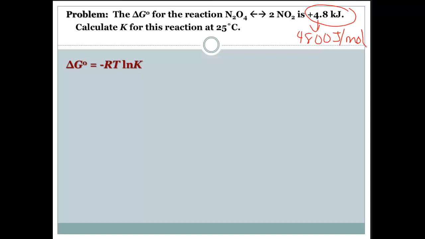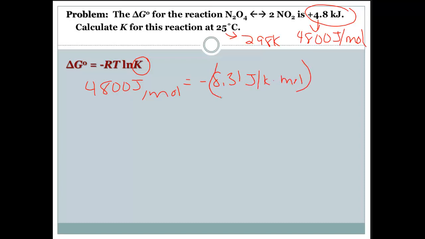Calculate the K for the reaction at 25 degrees Celsius. They gave us our temperature in degrees Celsius and it needs to be in Kelvin, so I'm going to add 273 to it to make it 298 Kelvin. So delta G naught is 4800 equals negative 8.31 times the temperature of 298 times ln of K.